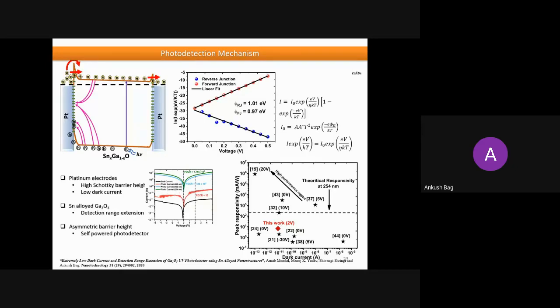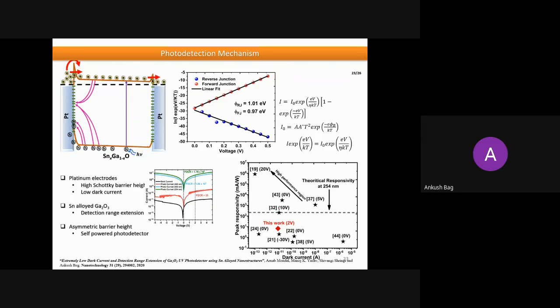So this is the benchmarking. Benchmarking is always important in research methodology, where we should actually show our device performance against the existing literature. In this benchmarking plot, you can see this particular device is not performing very well compared to others.